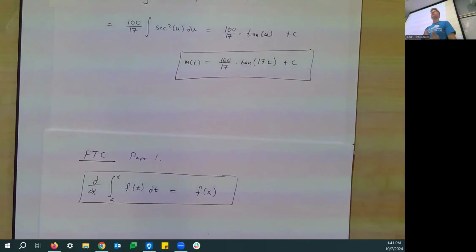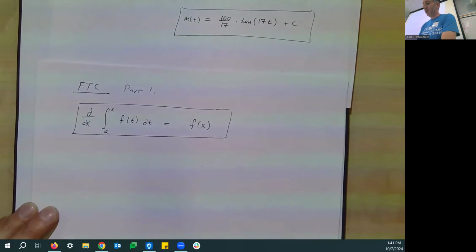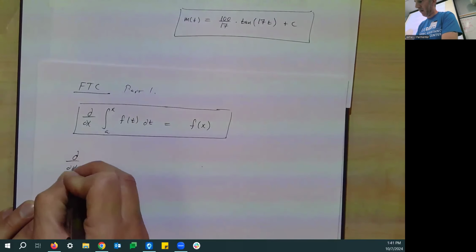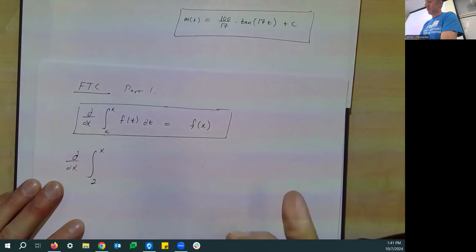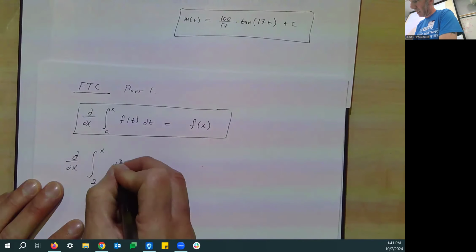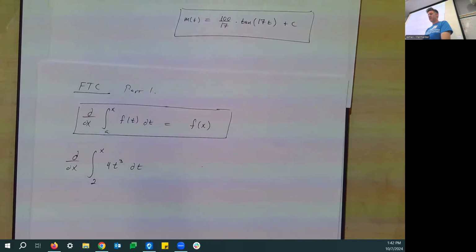But let's do an example, because that's where we're actually going to learn things. So let's say I want to find the derivative of the integral from 2 to x of something reasonable like t cubed. Yeah, let's make it even easier. 4t cubed. Yeah, sure.